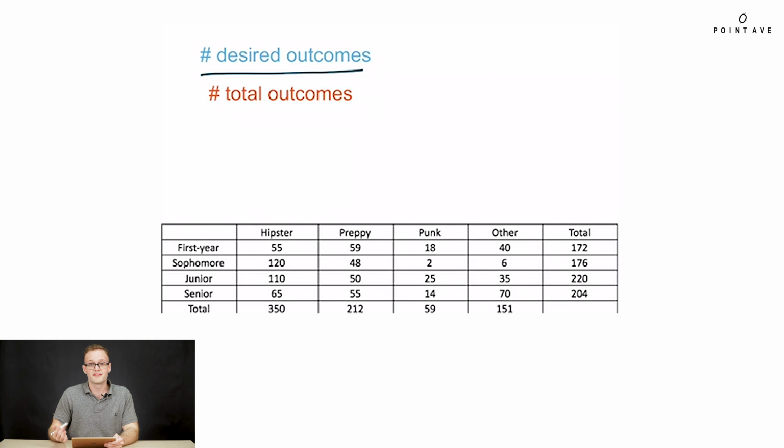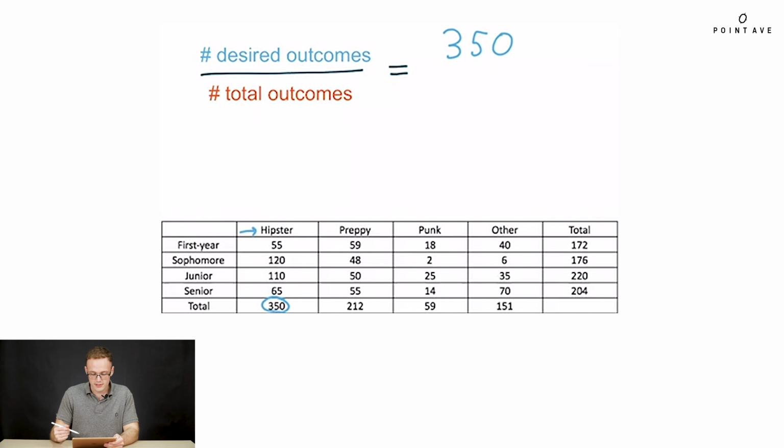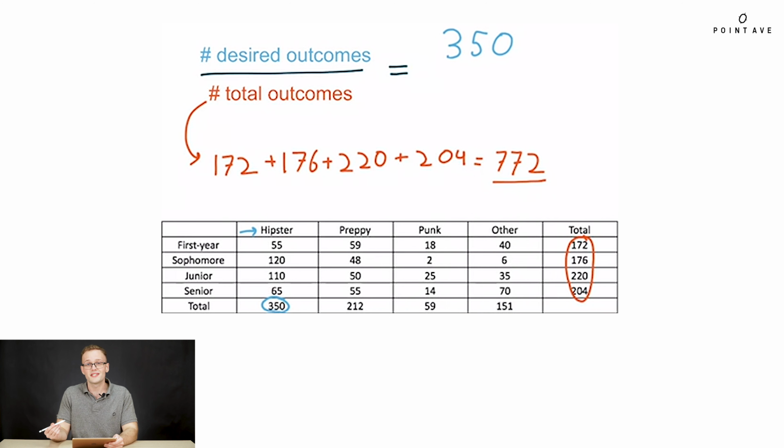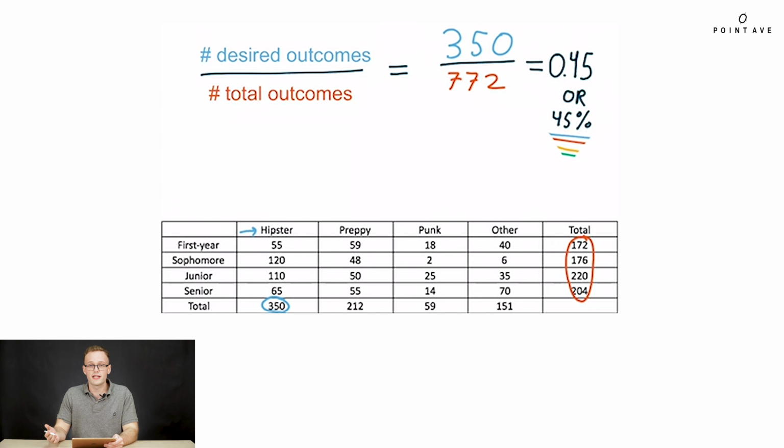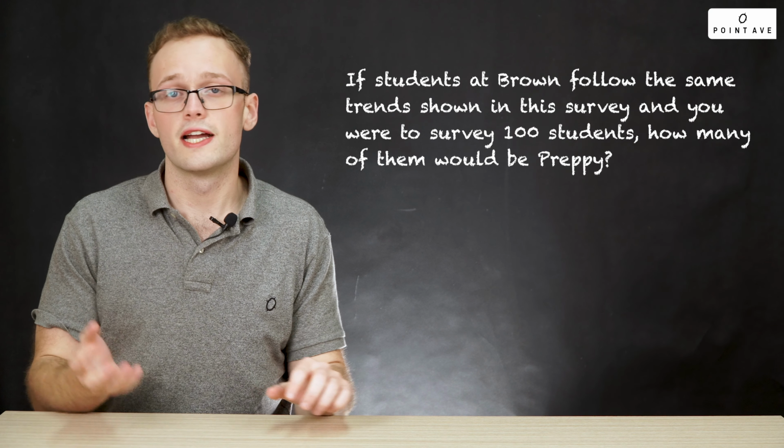Let's plug into our probability formula. We're looking for the desired outcomes, which in this case are the hipsters. So we look to our table, we find that there are 350 hipsters in total, and then the total outcomes are all surveyed students. We look to our total column, add those numbers together, and find that there are 772 students in total. We substitute into our equation, and after evaluating, we find that the probability we were looking for is 0.45, also written as 45%. So this means that if we choose a student at random, there's a 45% chance that they would identify as hipster.